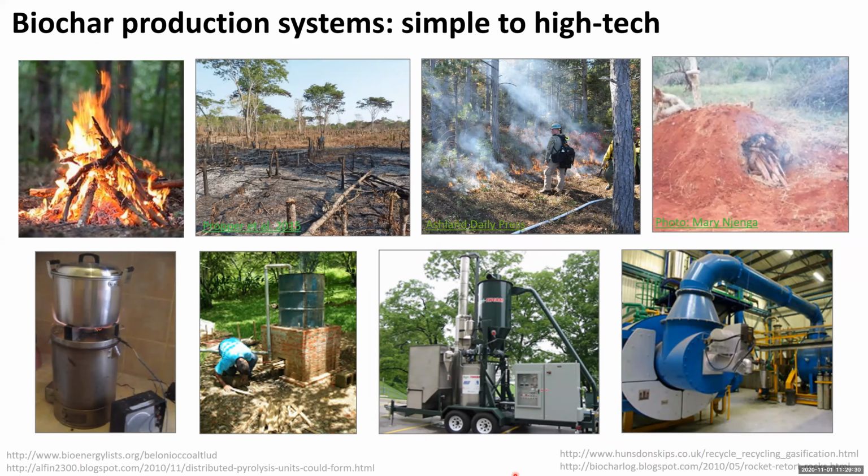Biochar production systems can range from very simple systems, like a campfire, to very high-tech systems, such as this room-size industrial system. This upper row of photos shows some of the ways that charcoal, biochar, can be produced as part of a non-industrial culture. This ranges from cooking fires here to slash and burn agricultural systems that create or expand areas for gardens.